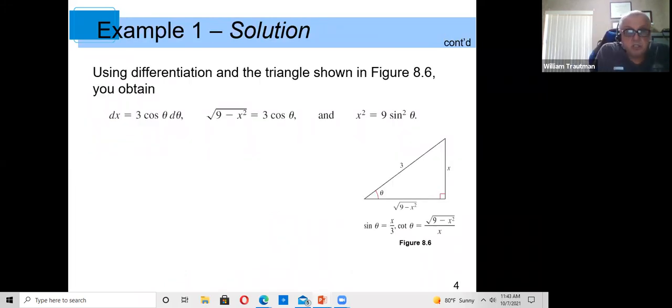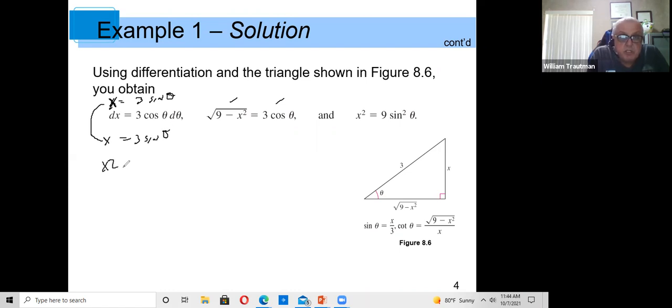And they're going to show that. So if you go back, we said x equals 3 sine theta. That's what we wrote previously. The derivative of x is 3 cosine theta. This is what we had written down before. And we already wrote down that the square root equals 3 cosine theta. If we have x equals 3 sine theta, we can square it and we get 9 sine squared theta. That's what they got over here.